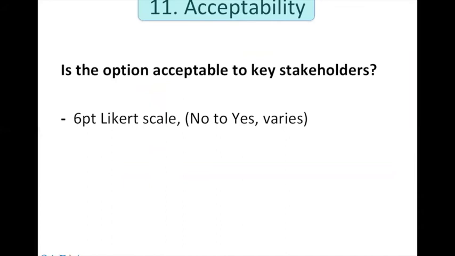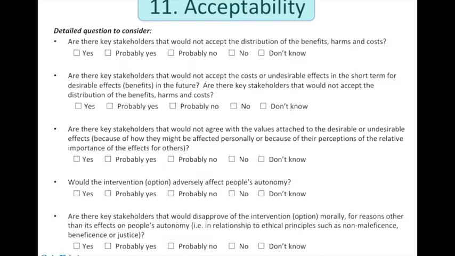So the final domains for consideration in this framework are acceptability, feasibility, and implementation. Is the option acceptable to key stakeholders? It's a 6-point Likert scale from no to yes, and there's varies. Some key questions: are there key stakeholders that would not accept the distribution of benefits, harms, and costs? So there might be some stakeholders on your group, patients or whomever, that don't find that these recommendations or this evidence is acceptable for those parameters.